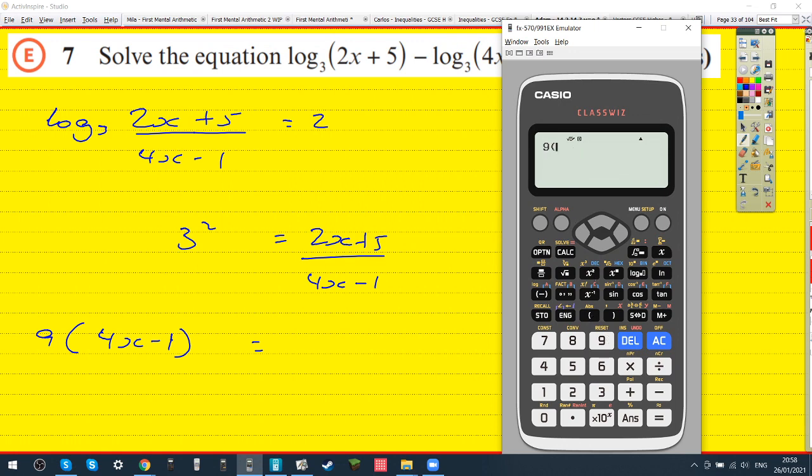And then you multiply 9 by everything in the bracket, so you get 36x minus 9 equals 2x plus 5. And then you can minus 2x on both sides, which gives you 34x minus 9 equals 5. And then you add 9 on both sides, which gives you 34x equals 14. Then you divide by 34 on both sides, which gives you x equals 14 over 34.